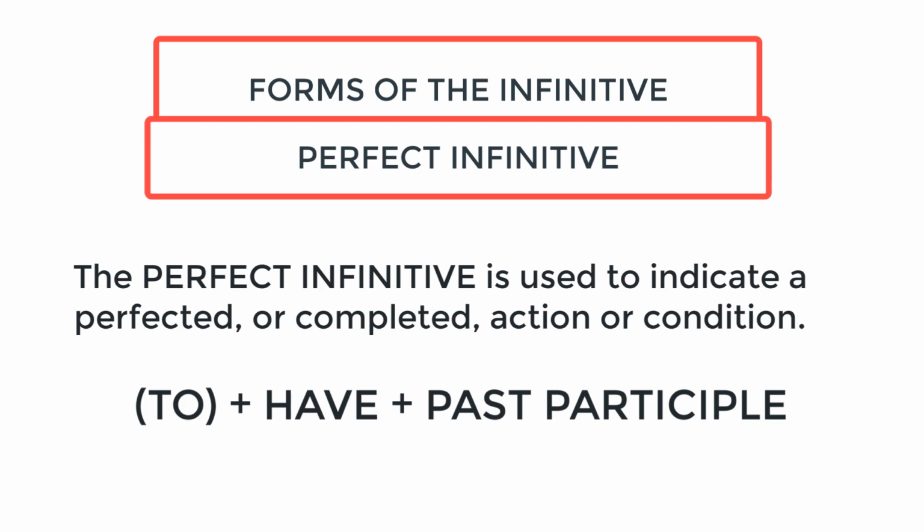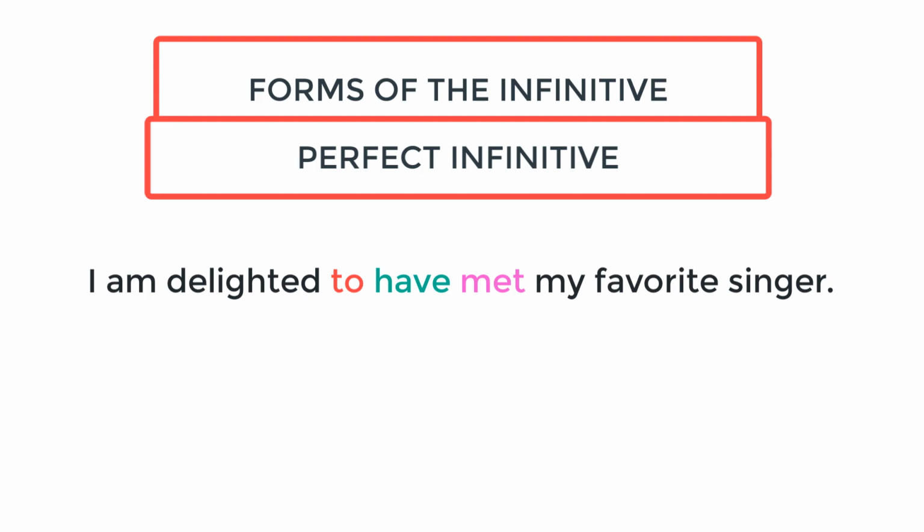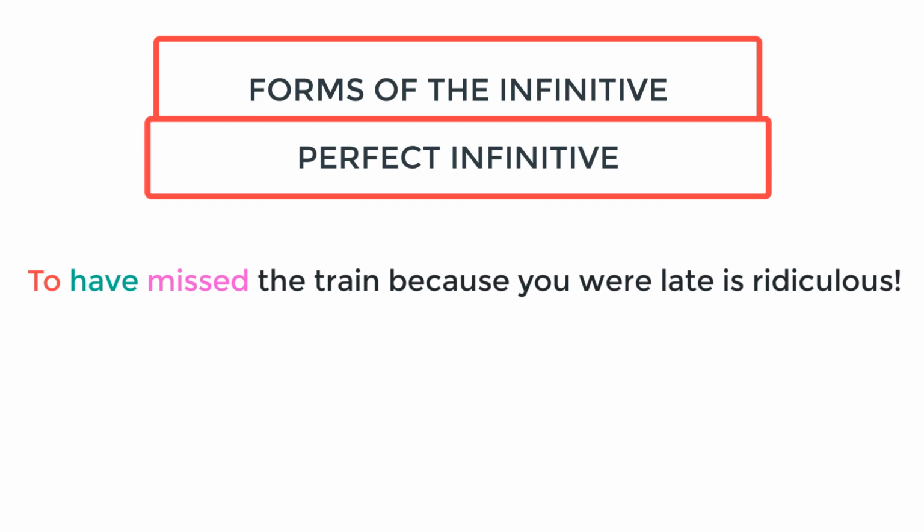As with the present infinitive, there are many times where the bare or zero form of the perfect infinitive is required, so the word to is omitted. Again, this happens after most modal auxiliaries. I am delighted to have met my favorite singer. To have missed the train because you were late is ridiculous.